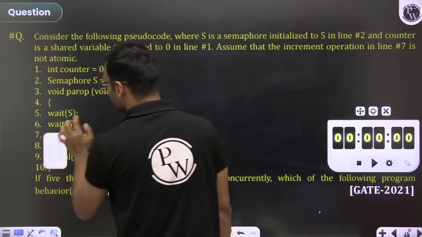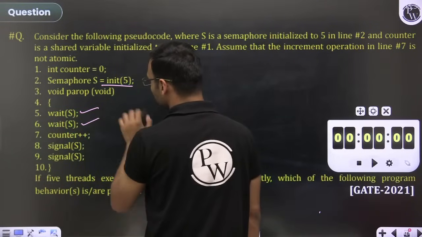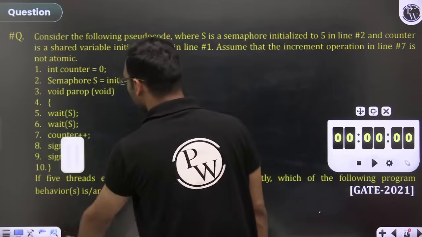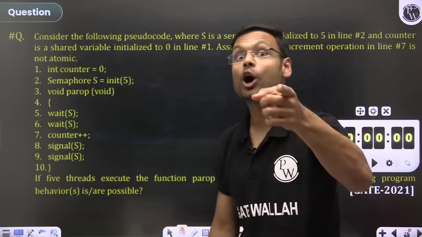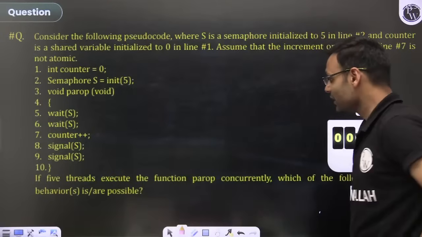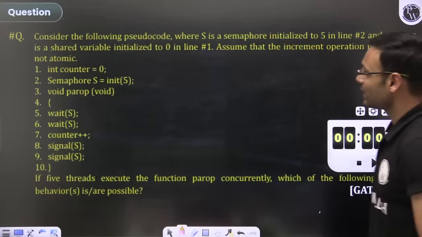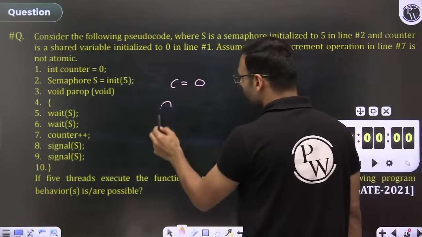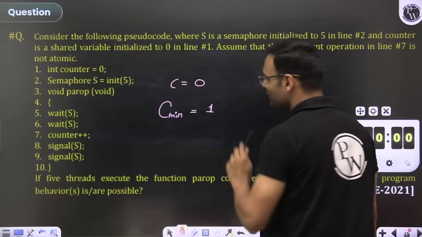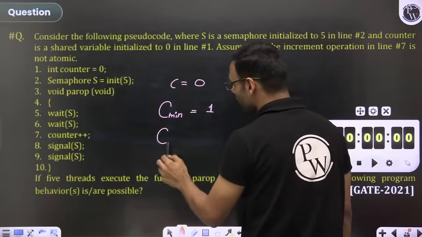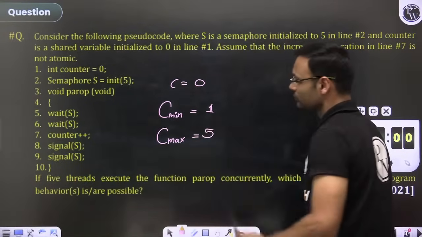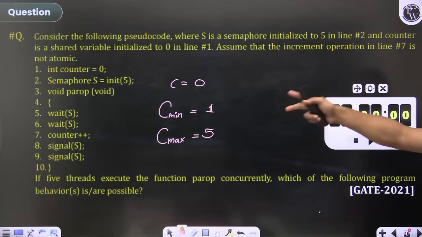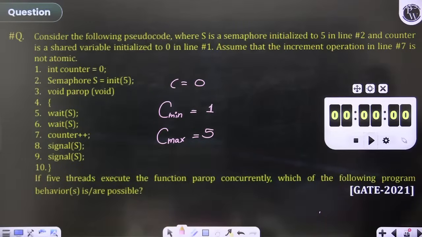Semaphore S. 2 threads can do wait S, it becomes 3. Then another thread, then another thread, 2 times wait S, it becomes 1. So at least 2 threads can reach counter plus plus, which means there is a possibility of race condition. The counter is initialized with 0. What is the minimum possible value? The minimum possible value is the impact of only one thread, and the maximum possible value is the impact of all threads, one by one. Minimum one. Why? Because at least one thread will have an impact on counter plus plus. Fine. Now next options.